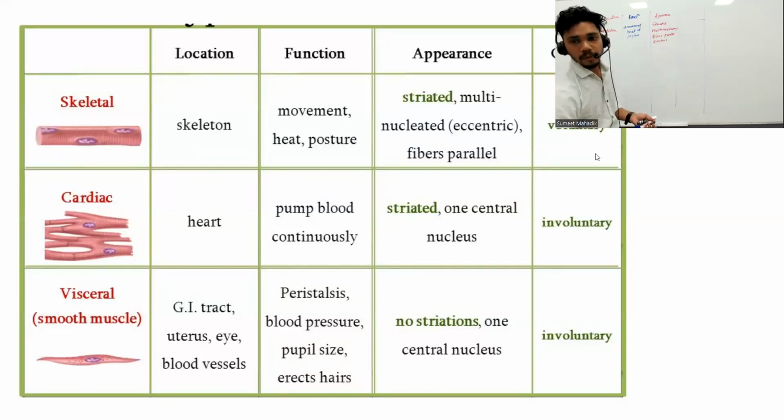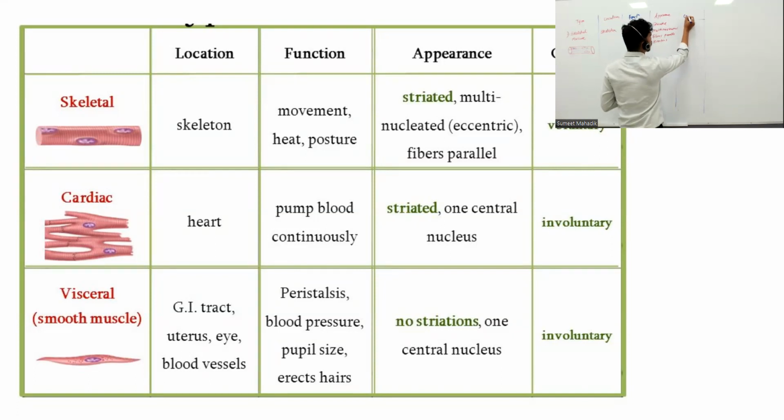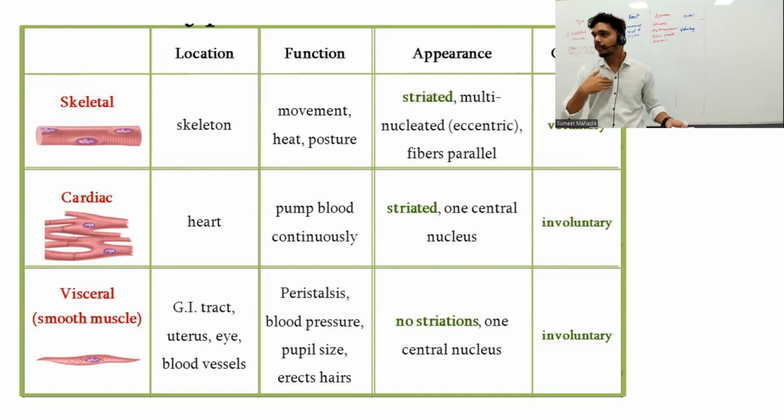And now, the control. What is the control? Voluntary or involuntary? They are voluntary. What is voluntary muscle? According to your wish, you can give the command. Heart muscles are not voluntary. You can't make the heart stop, right? Yes, so that's the thing. So these are the skeletal muscles.